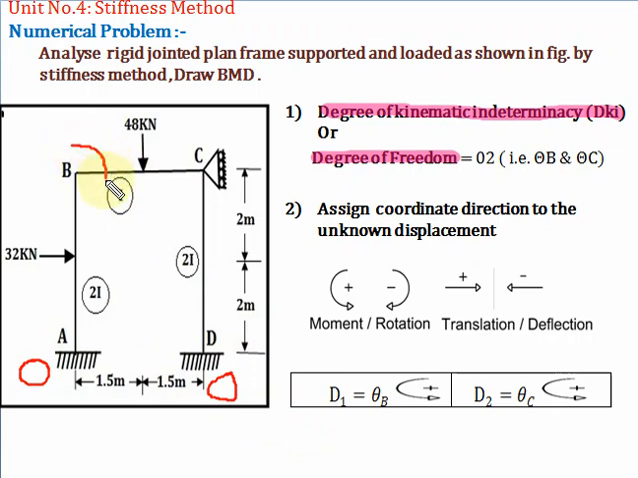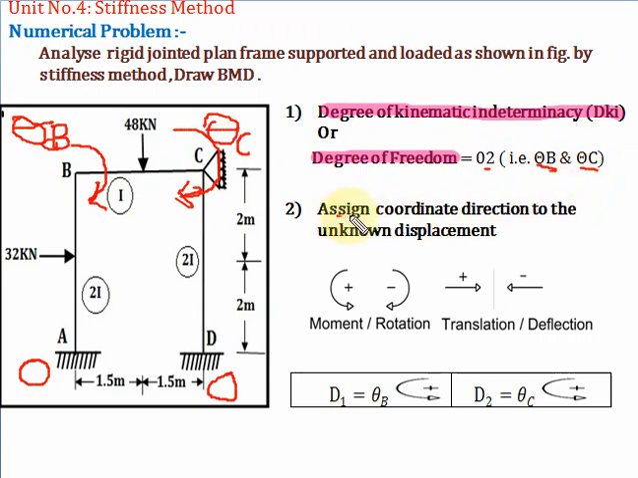Now at B, this is the non-sway frame. So the delta will not be there, and what will be there? Only the rotation will be there. At B and C there will be a rotation, that is theta B at B and theta C at support C, and the sway delta is not allowed. So what is the degree of freedom here now? The degree of freedom is 2, that is theta B, rotation at B, and theta C, rotation at C.